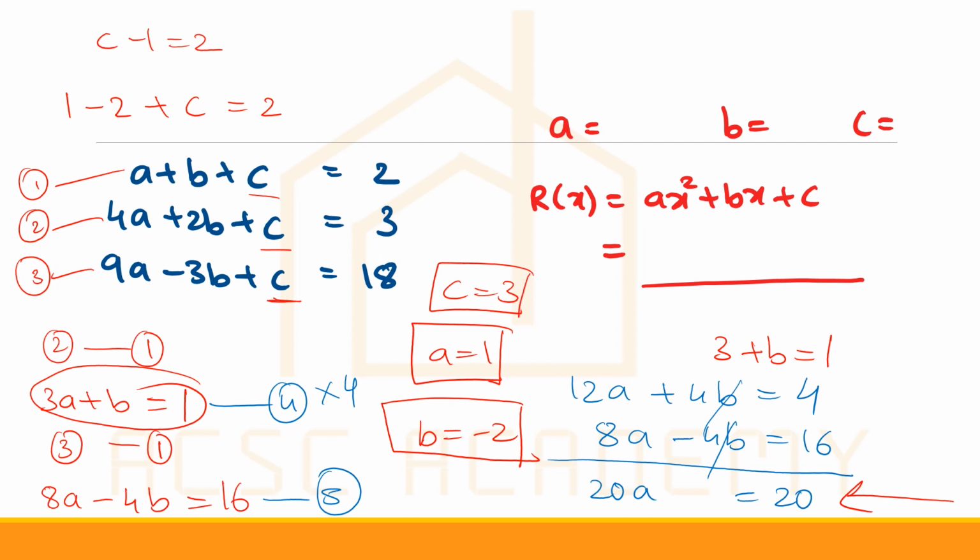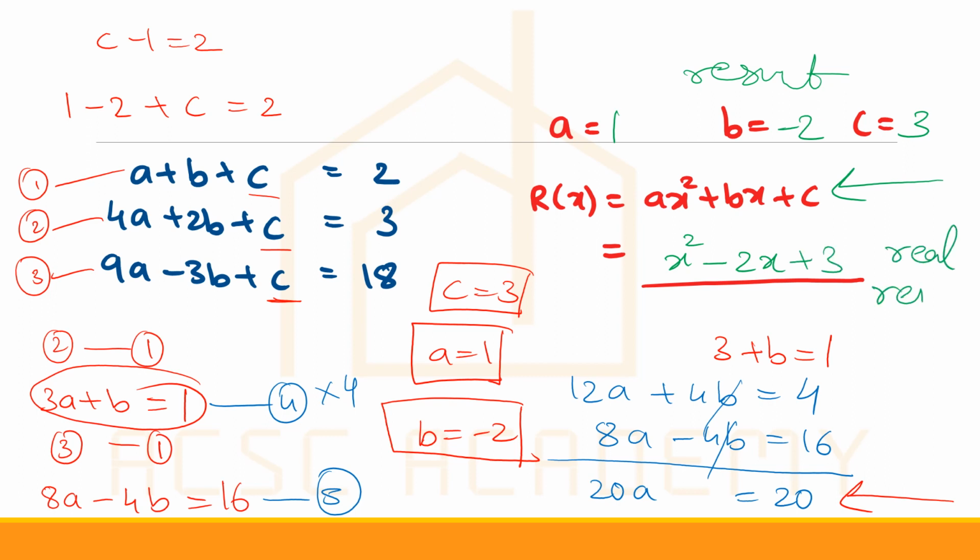So we have got all the three, a, b and c. A is 1, b is minus 2 and c is 3. So this is our assumed remainder, in which we will substitute the values of a, b and c, to get x squared minus 2x plus 3. This is our real remainder.